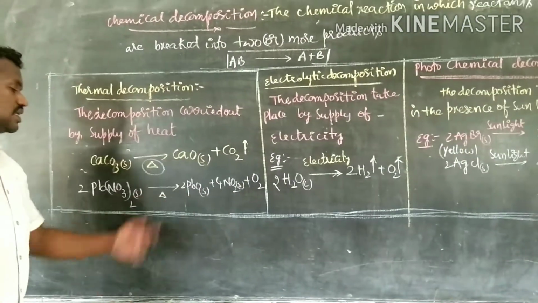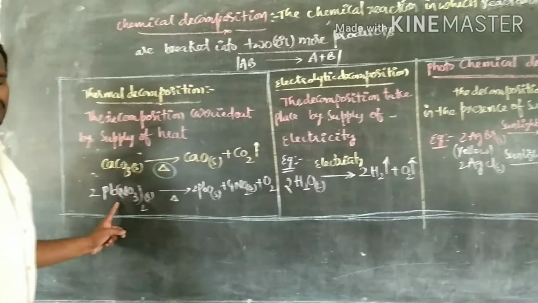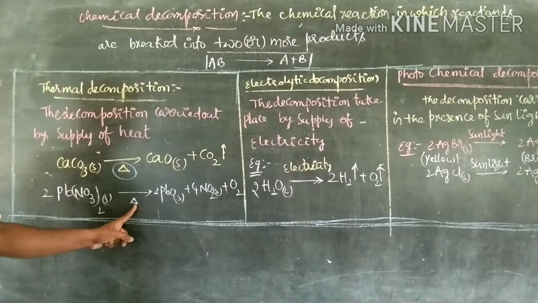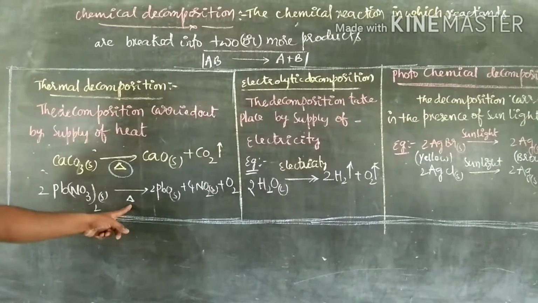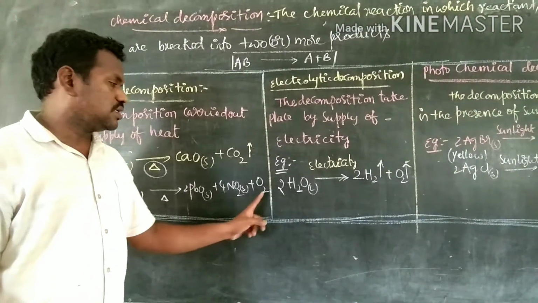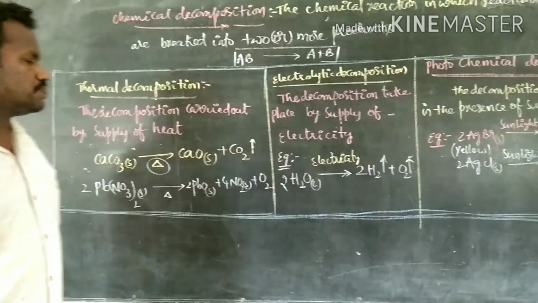Let us come to the second example. Lead nitrate, Pb(NO3)2, is heated strongly. The delta symbol indicates strong heating. It is converted into lead oxide, nitrogen dioxide, as well as oxygen.